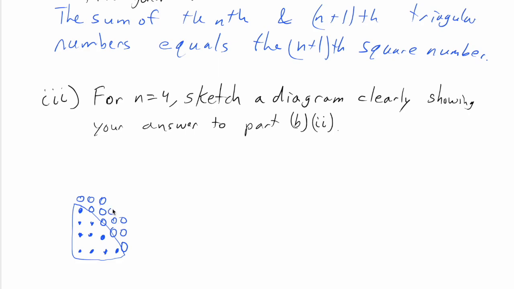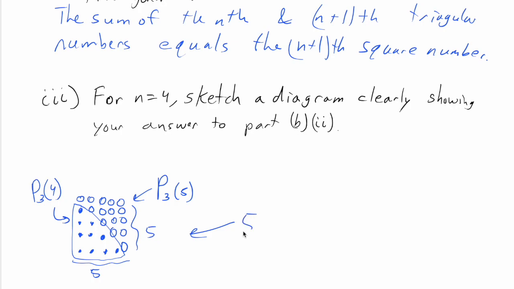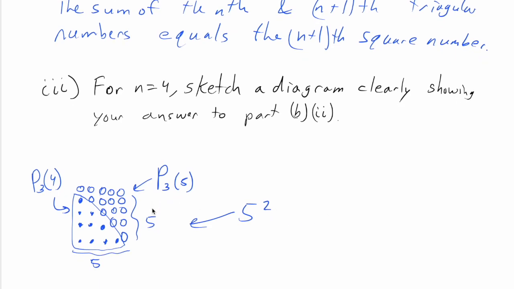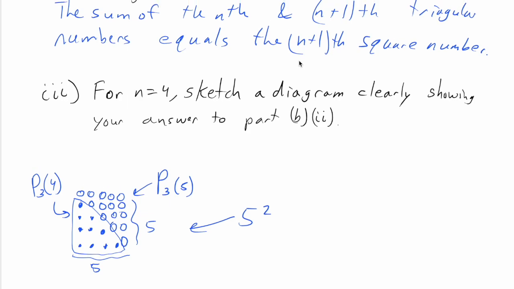Okay, I think this is about sufficient. Here's T5, fifth triangular numbers, or actually let's use the notation of the question. P3 of 5, and this is P3 of 4. Okay, so they create a square that is 5 by 5, or 5 squares. So I guess that's a sufficient diagram to show the result from part 2.